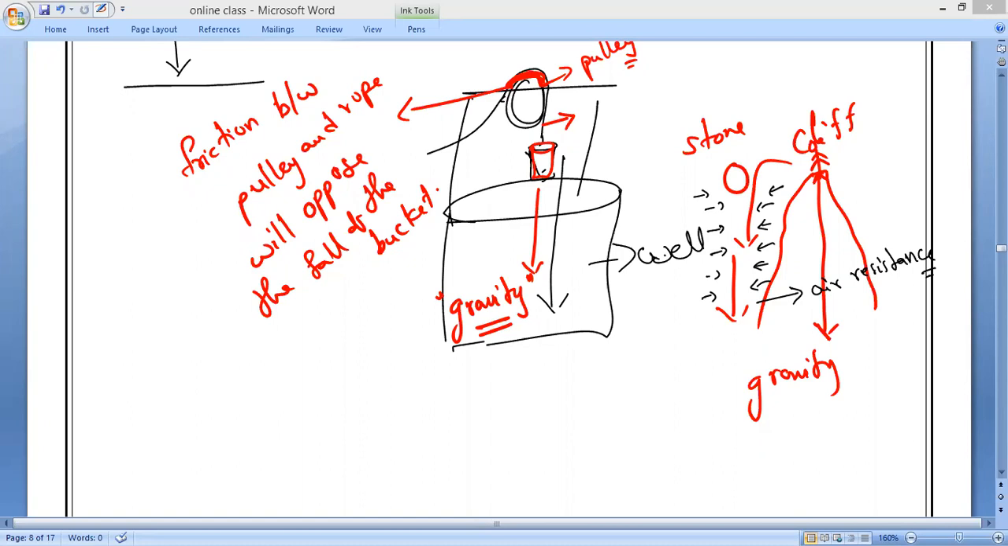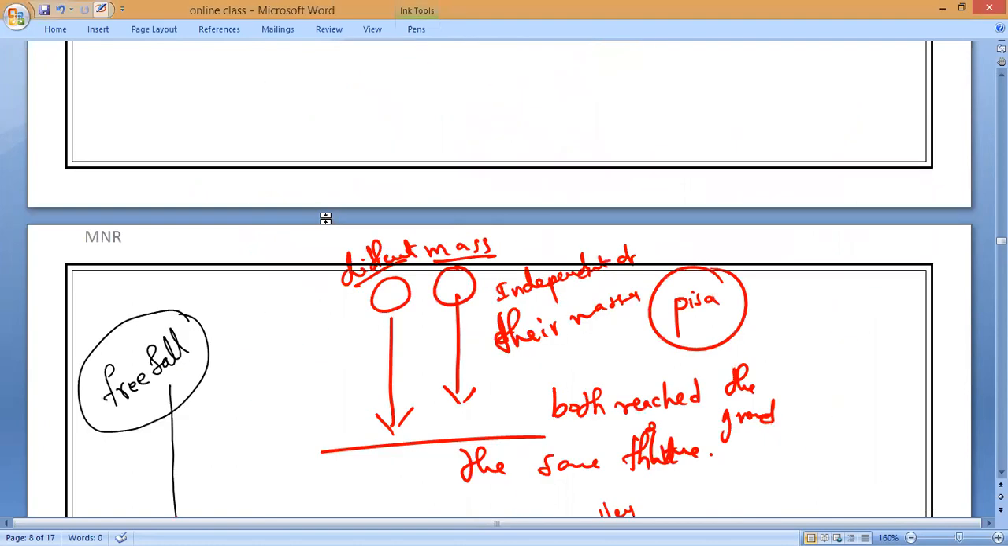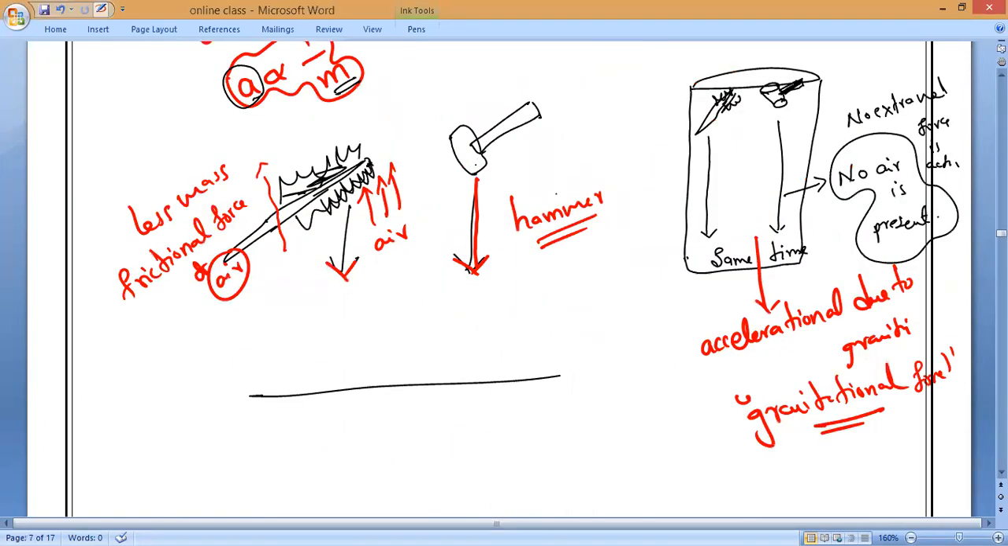Understand? So that is why Galileo conducted an experiment. He tried to drop a feather as well as a hammer in normal air, so that the hammer is reaching the ground first, but the feather is not reaching first. Why is the feather not reaching? Because of what resistance? Air resistance. So the feather is taking more time to fall down.